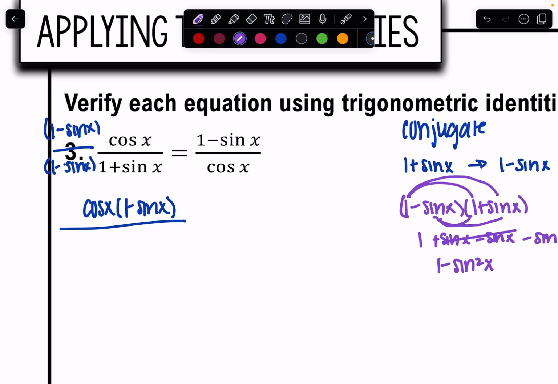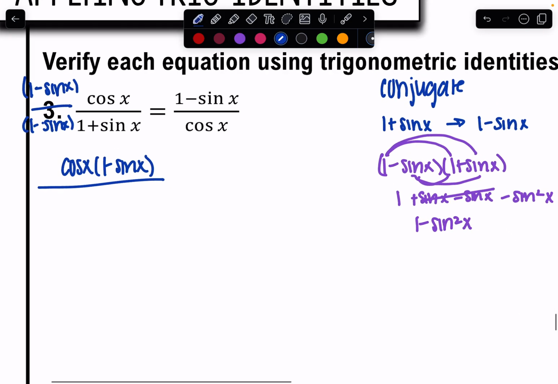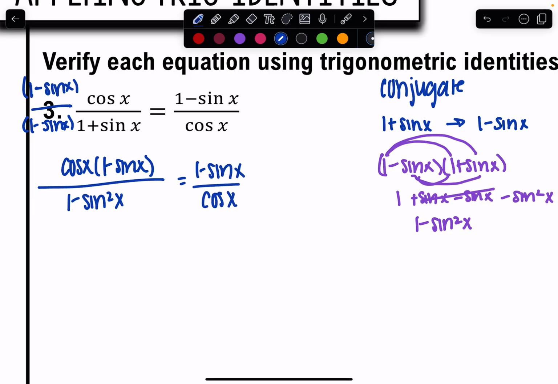If you're trying to get more of something, more x squareds, more sine squareds, you want it to be sine cubed, just multiply by the conjugate. And you can start increasing the amount of sines that you have in the problem. So that's my denominator now, 1 minus sine squared, which now is an identity. That's equal to 1 minus sine x over cosine x.